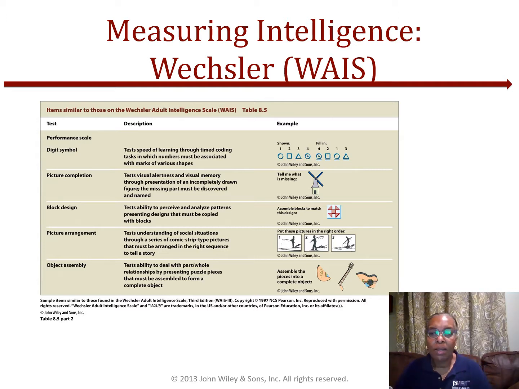Other areas looked at are digit symbol and picture completion, where a person looks at incomplete figures, testing alertness within their visual memory, and tries to figure out what should be there. Block design is being able to fit things correctly, and picture arrangement is where they show a series of pictures and you have to tell the story and put them in the correct order. And then, of course, object assembly.